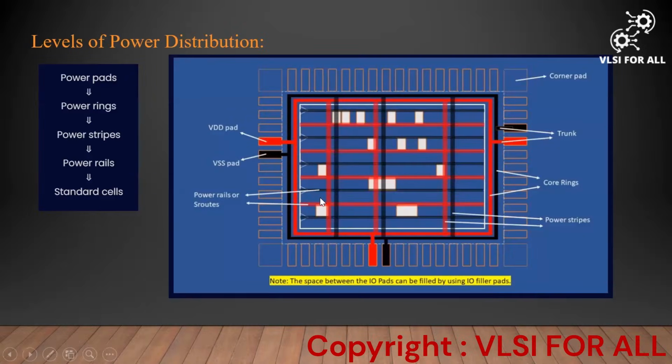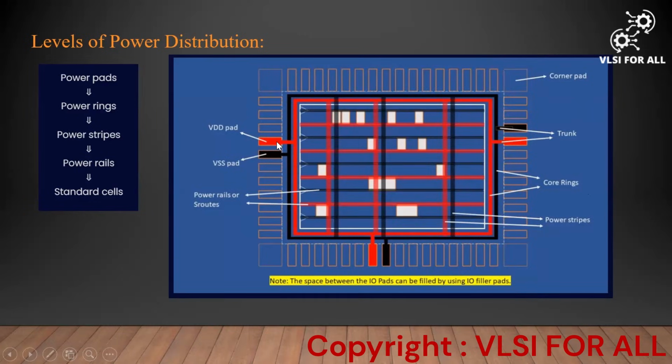So how will the power distribution be done in our designs? What the power team will be doing means we have to understand the basic core area, and this is the die area. As we discussed earlier, these are the IO filler pads. From here we have the VDD pad. The black color is the VSS pad and the red color is the VDD pad.